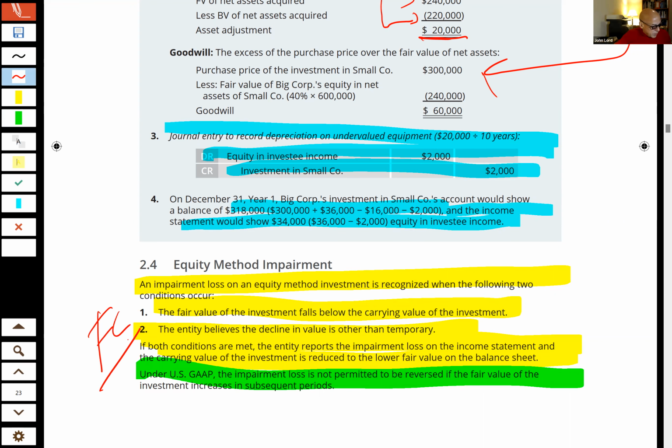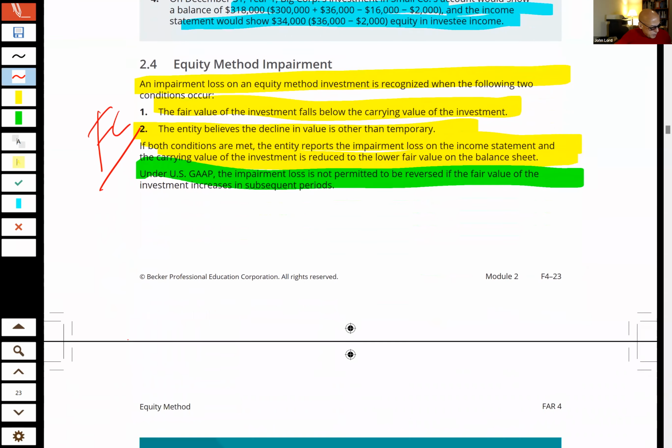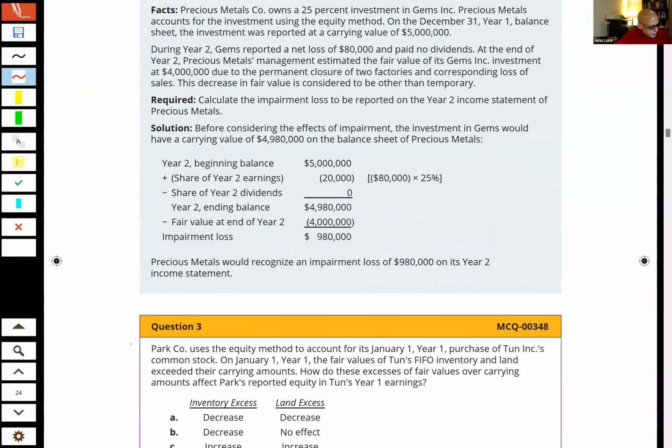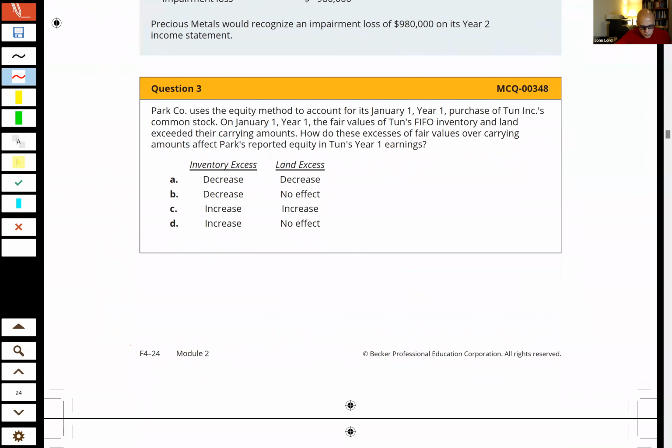Okay, good. So let's go ahead. I don't think we need a numeric example for that. So let's just go over to some multiple choice questions for the equity method.